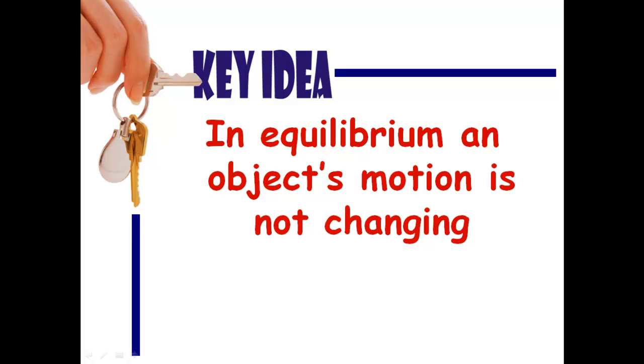So here's your key idea. Equilibrium: an object's motion cannot change. Can it be moving? Yes. Just don't change what the object is doing.